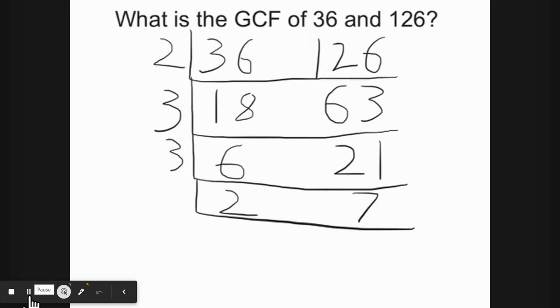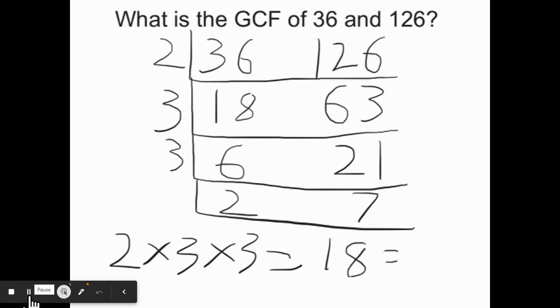So what I want to do now is just look right here. Multiply all these numbers that go down this side of my ladder. So multiply 2 times 3 times 3. And of course, 2 times 3 is 6. Times 3 is 18. And that is my GCF. That's how you use the ladder method.